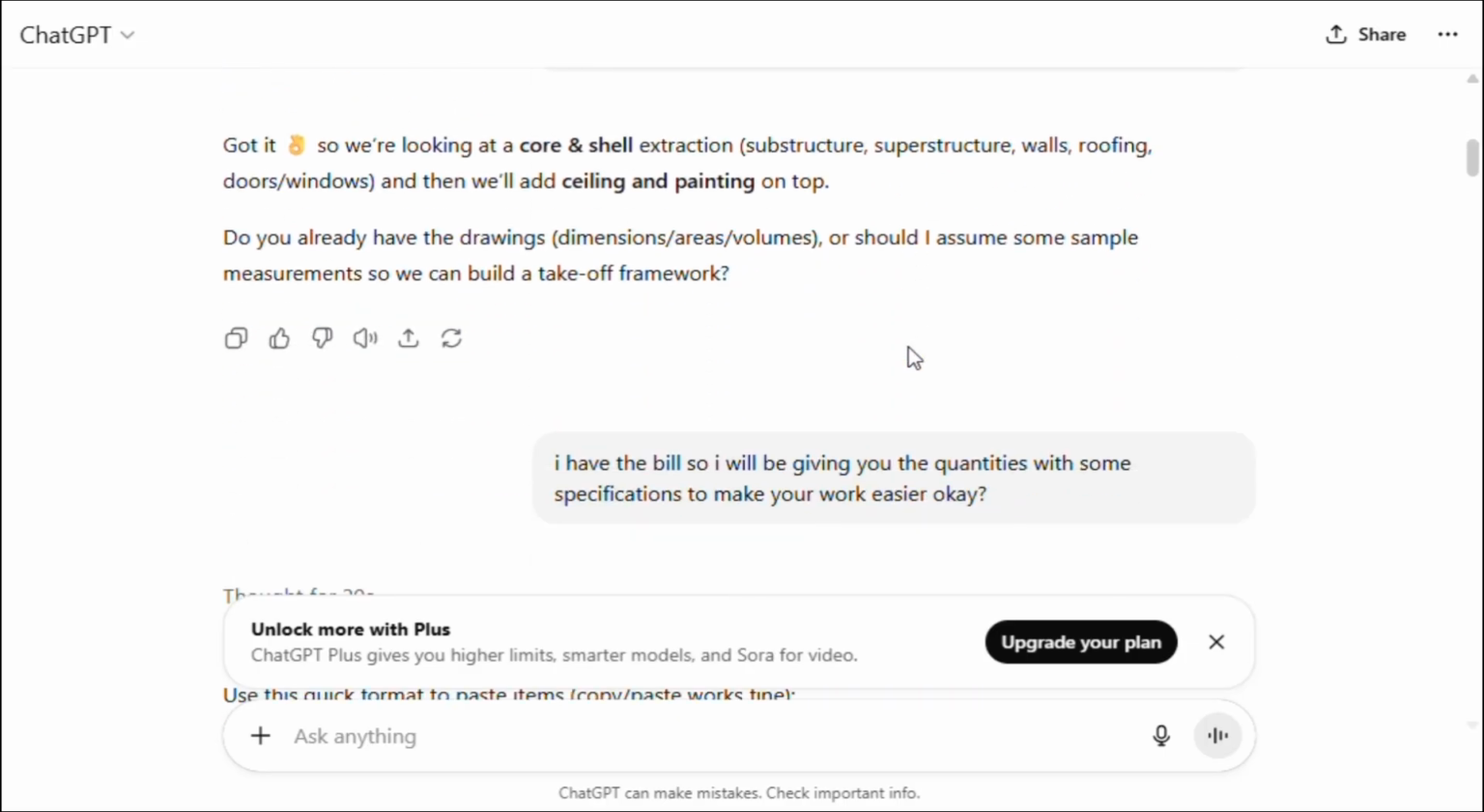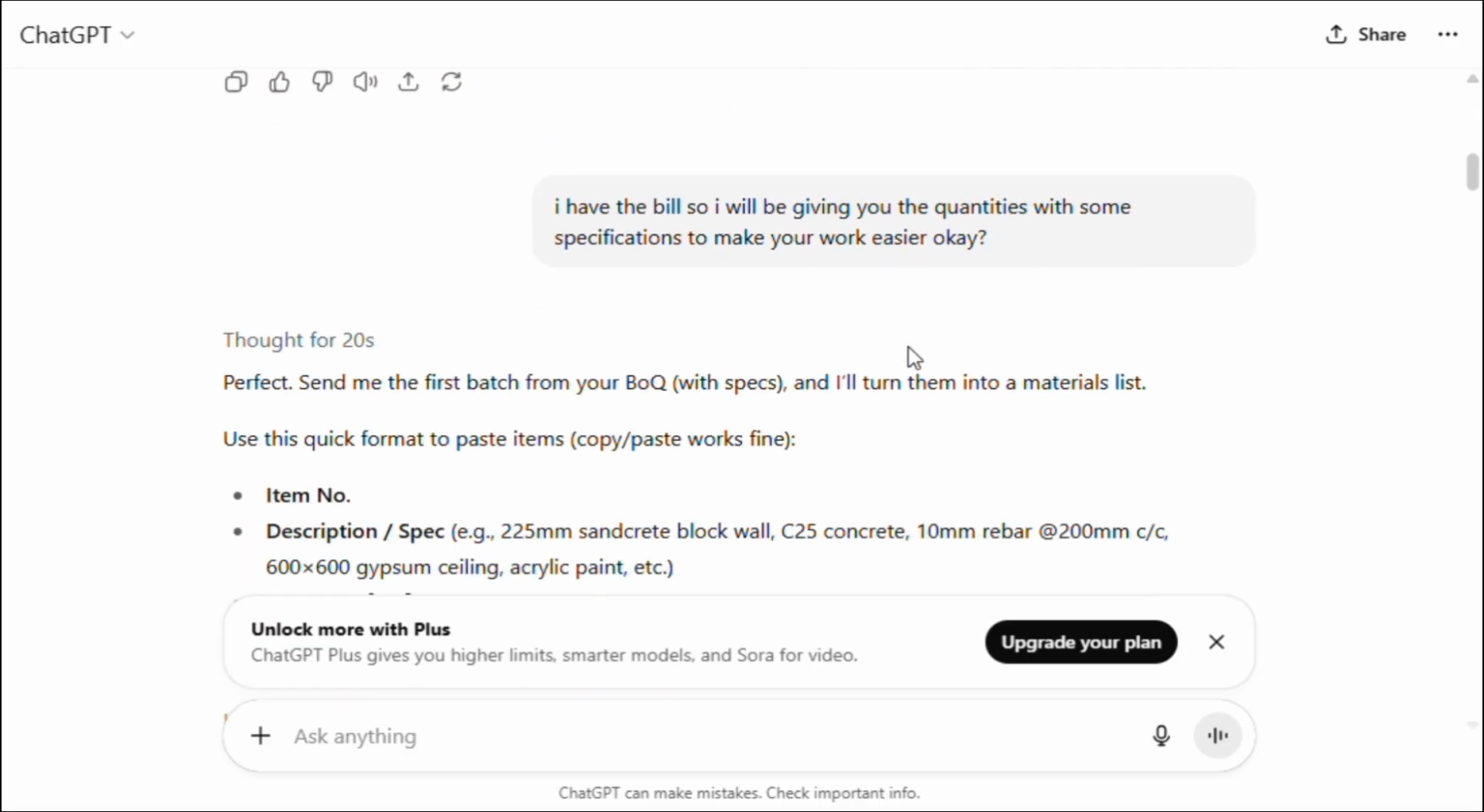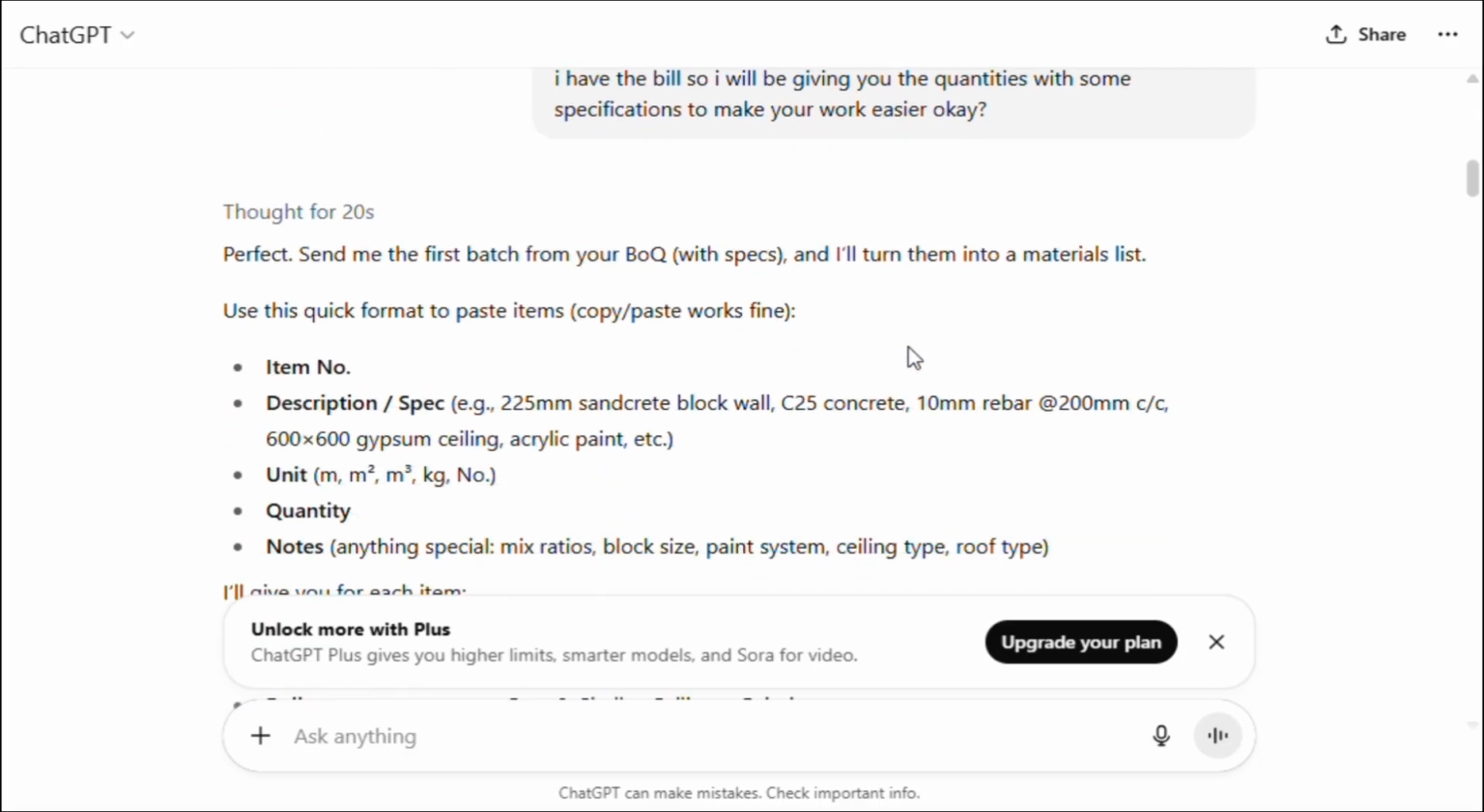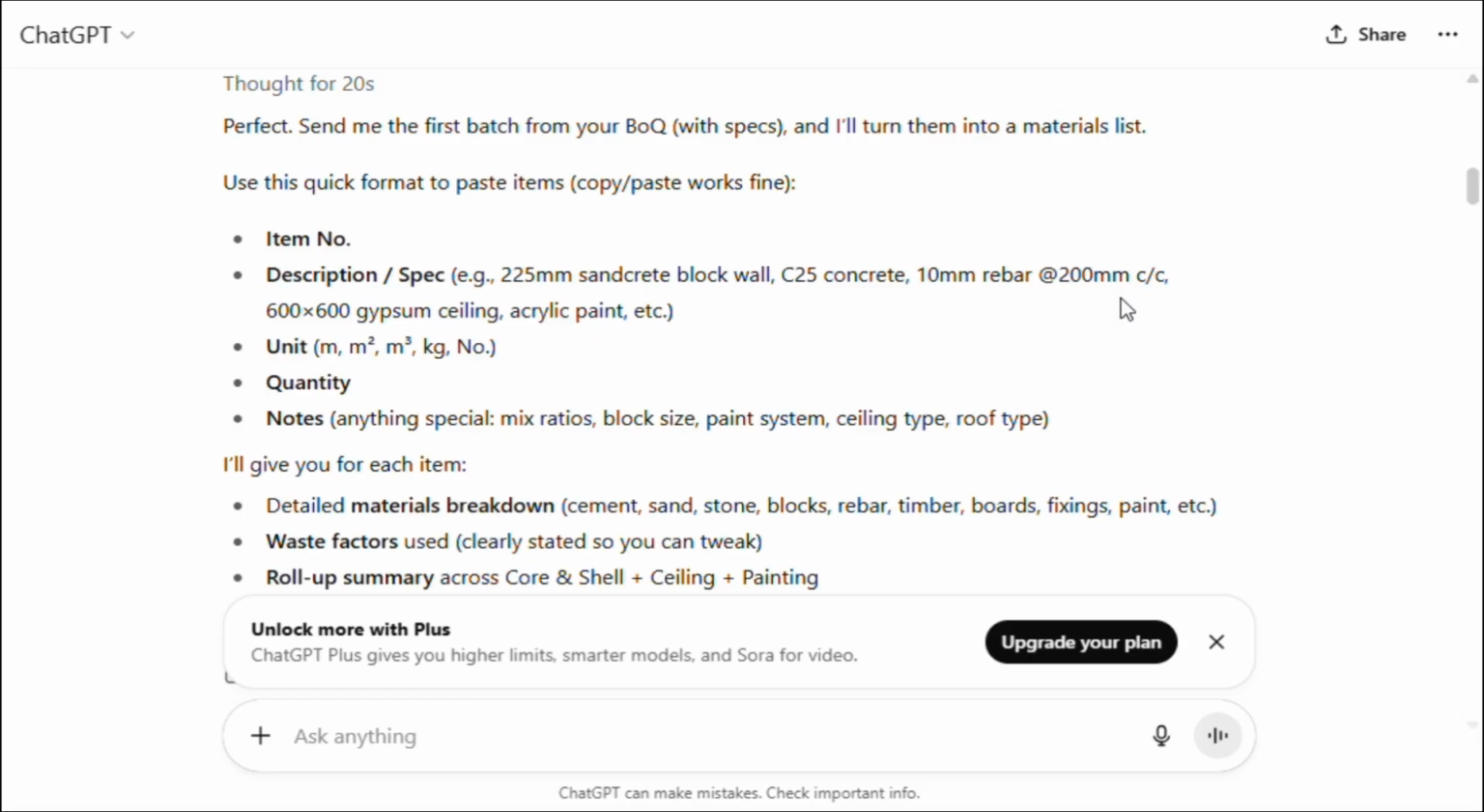I told it that I have a bill that I'll give it the specifications to make the work easier. Most times you give it detailed explanations to make your calculations easier. So it gave me how it wants the specifications to be listed to make its interpretation easier for it.